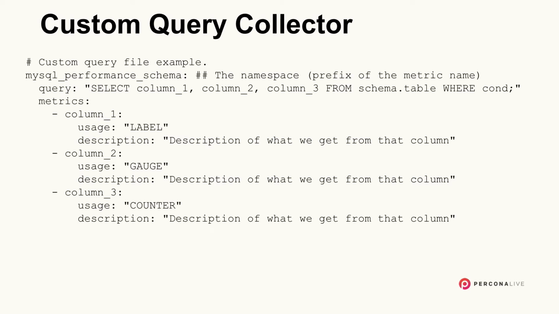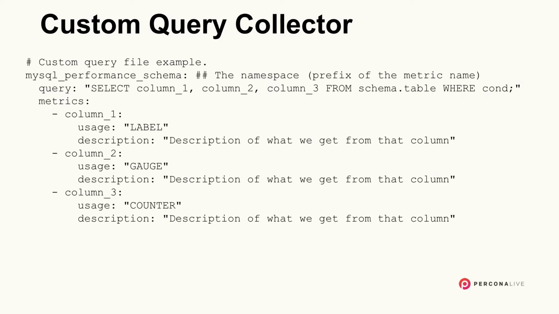So the first thing here would be the namespace, which is basically the string that will be prepended to all the metric names. So all of our metrics for this query collector will start with MySQL performance schema, which may not be the best naming for an example, but you understand. So imagine like MySQL namespace 1 here, right? And then we will have the metrics, which are the columns that our select returns. And each metric will be MySQL performance schema column 1, MySQL performance schema column 2, etc.